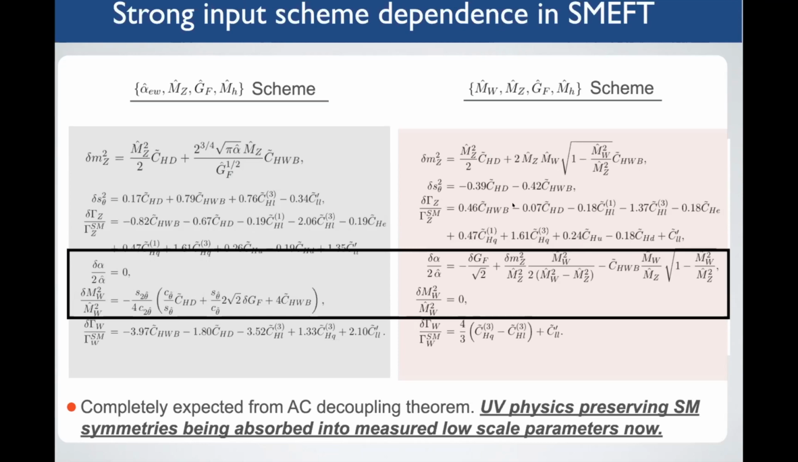But it's important to note there's a lot of input parameter dependence in terms of these interpretations in the SMEFT. And it's only by combining more and more data that it gets stamped out. And this is perfectly consistent with the way effective field theories work and what you expect. This is basically in the decoupling theorem of Appelquist and Carazzone. And it's basically the UV physics that are preserving the standard model symmetries being absorbed into the input parameters, which was stated exactly in this theorem.